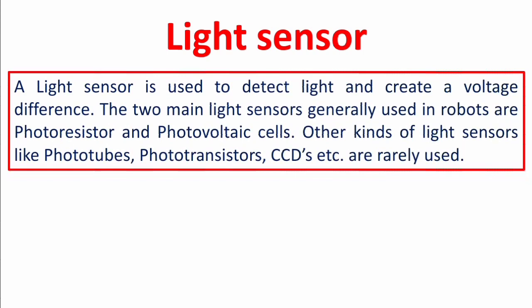Now first is the light sensor. A light sensor is used to detect light and create a voltage difference. The two main light sensors generally used in robotics are first the photoresistor and the second the photovoltaic cell. Other kinds of light sensors like phototubes, phototransistors, CCD, etc. are rarely used.